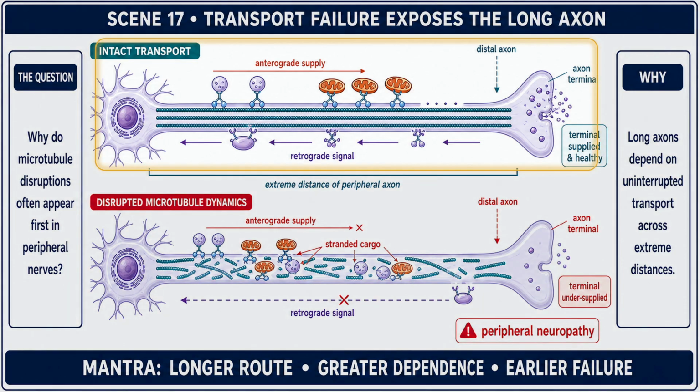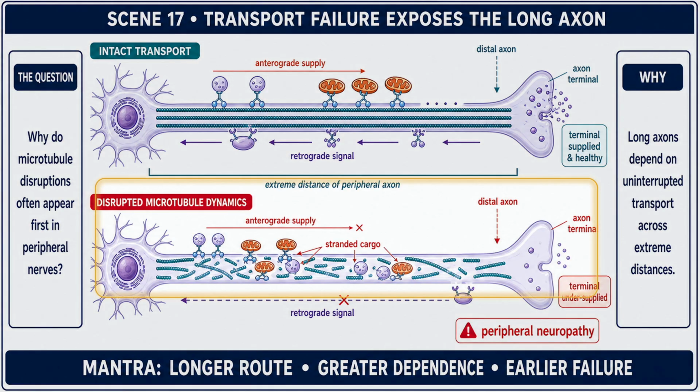Now, look at the same disruption from the neuron's point of view. The problem is not simply one microtubule snapping in half. When microtubule dynamics and organization are disturbed, axonal tracks become less reliable and transport slows. Along the intact axon, kinesin carries vesicles and mitochondria toward the distant terminal, while dynein returns signaling endosomes and other cargo toward the soma. Both directions have to remain open.